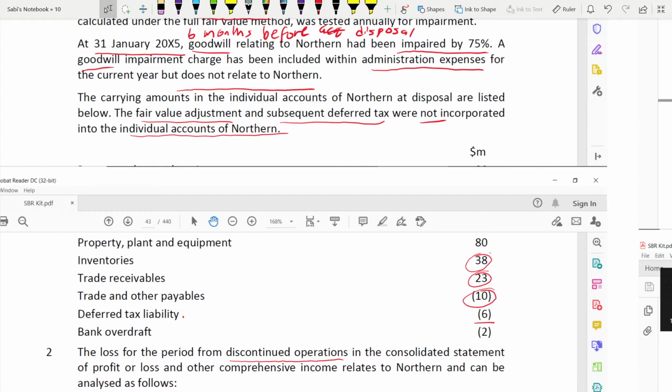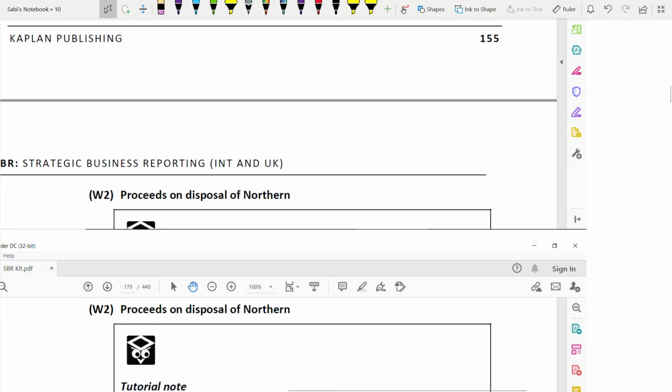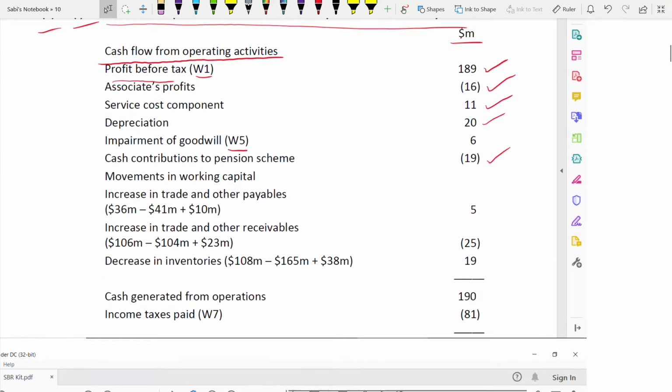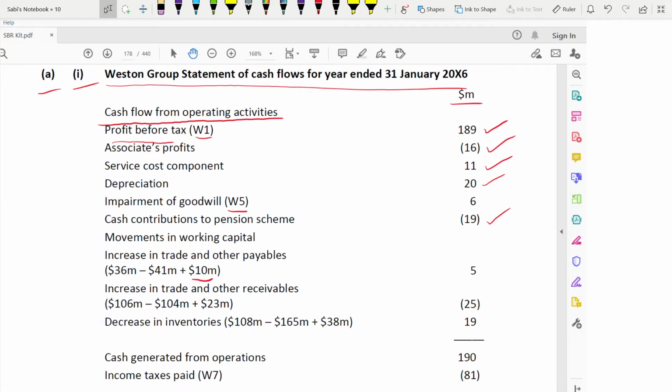All these three need to be added. It does not matter whether it's payable, receivable, or inventory. In case of disposal, in the cash flow statement, you need to add 38, 23, 10. That's what they have done here. If you see clearly, they have added 10 in the payable, receivable 23, and 38 in the inventory.